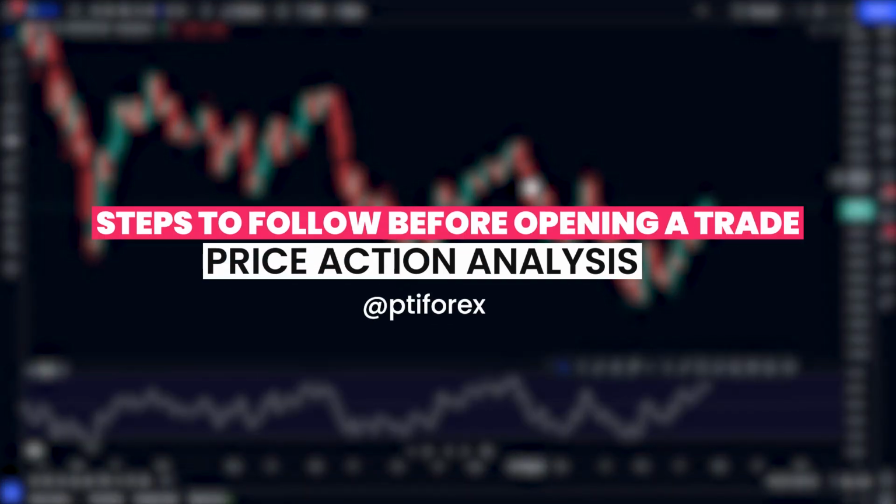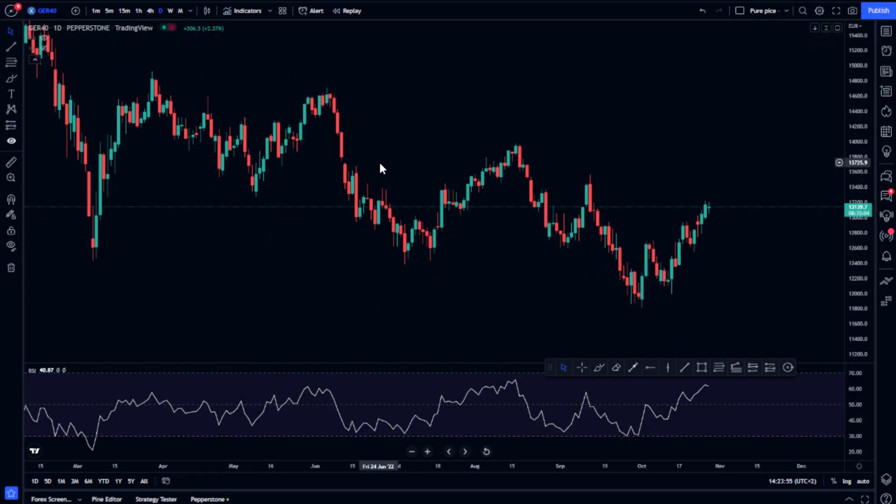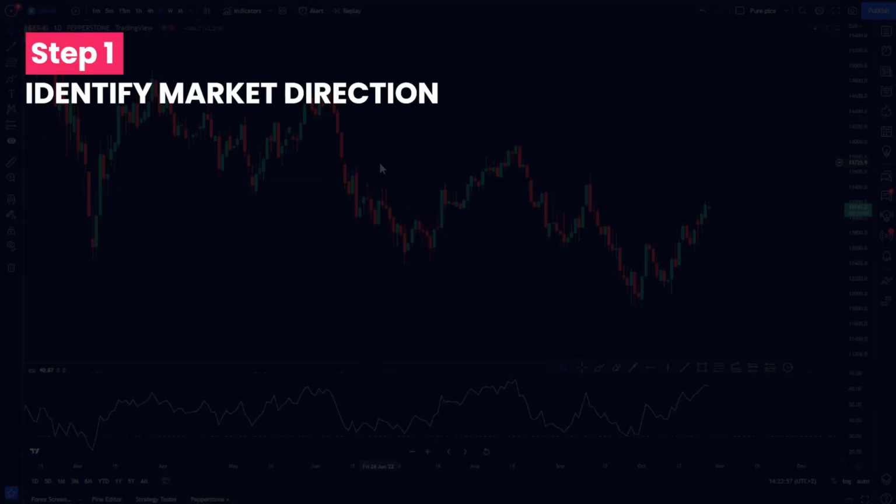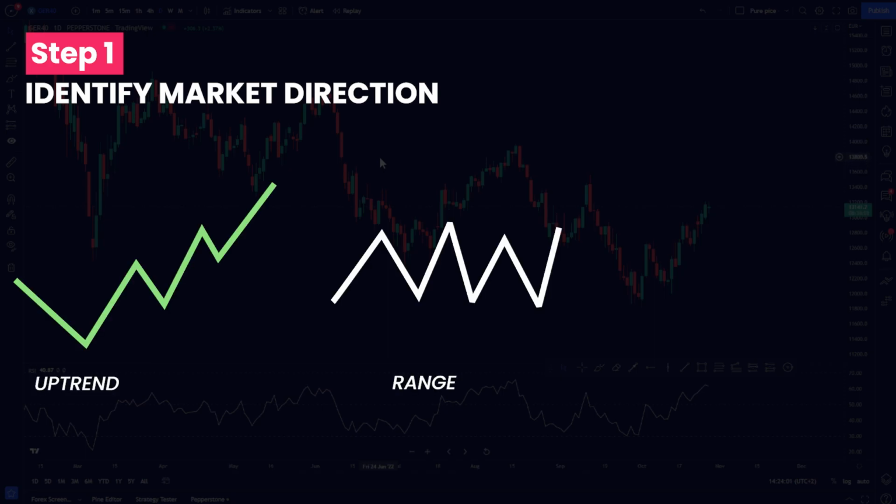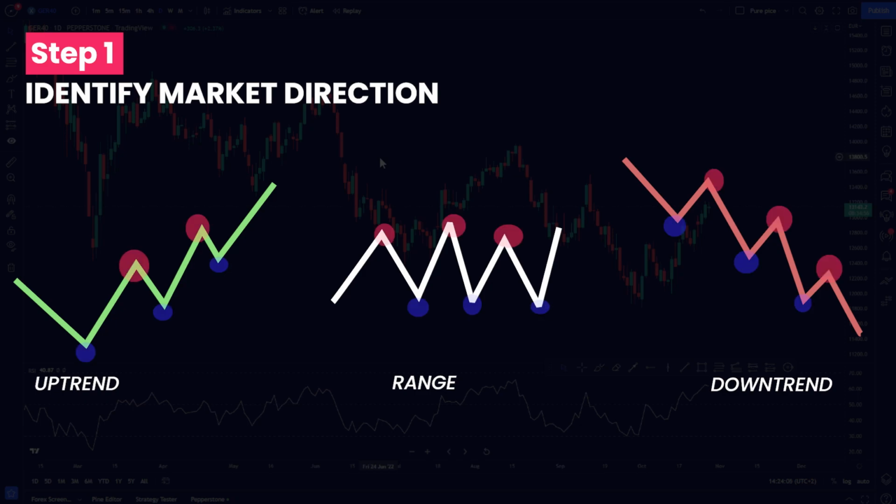Today I'm going to be taking you through the process that you need to follow before you open a trade. So the first thing is to identify the market direction. We know that the market can either be moving in an uptrend, in a range, or in a downtrend. So you tell by observing the highs and the lows of the market.